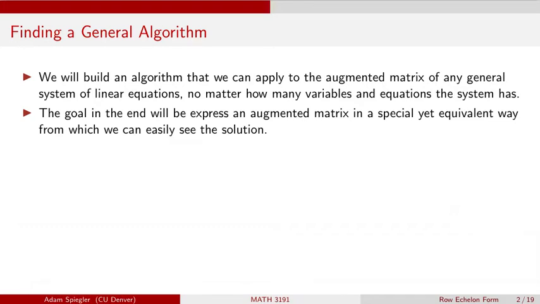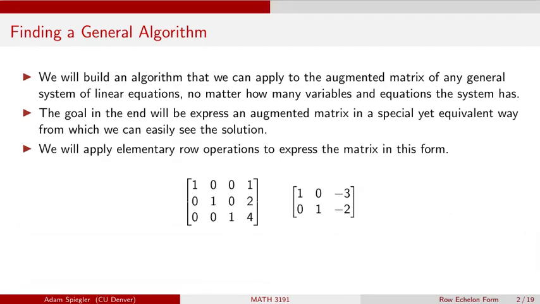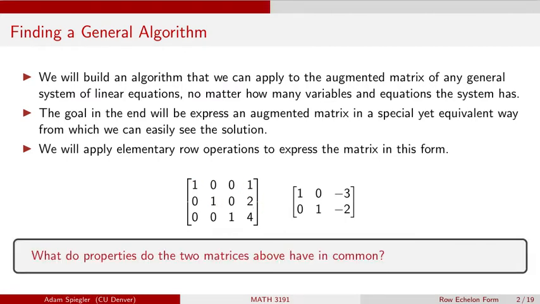And the way that we're going to put the matrix into this form is by applying elementary row operations. So here are examples of a couple of forms of matrices that we've had after performing a series of row operations. And once the matrix is in this form, we can read the solution off pretty quickly. So you might want to ask yourself, look at these matrices and think, well, what properties do these matrices have in common? And why is that useful for us when we're trying to solve a system of linear equations?